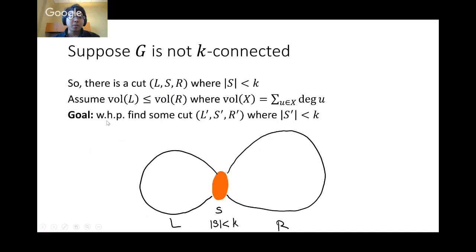So the goal here is to do this. We want to do that with high probability. We want to find some cut L prime, S prime, R prime, such that S prime is less than K. And if G is K connected, then we just declare that the graph is K connected. If it's not, we want to find some cut S prime.